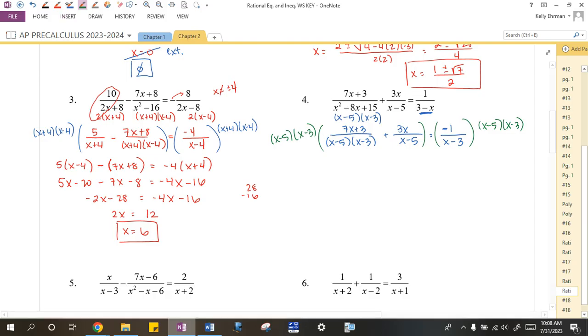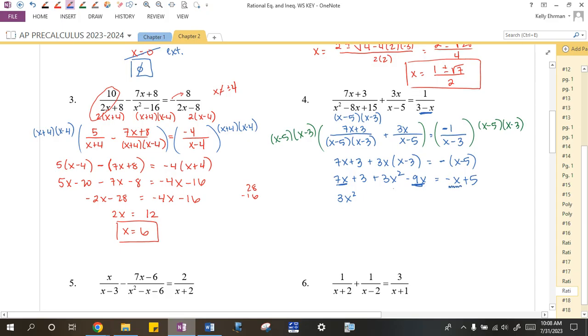And so that wipes out the entire denominator for the first term, 7x plus 3, plus 3x, that'll get multiplied by x minus 3, equals negative 1 times x minus 5. So distributing here, we have 7x plus 3x squared minus 9x equals negative x plus 5. So 3x squared. Now we're going to have 7x minus 9x is negative 2x. And then I'm going to add this x to the left side.